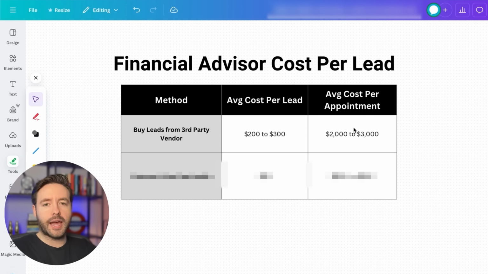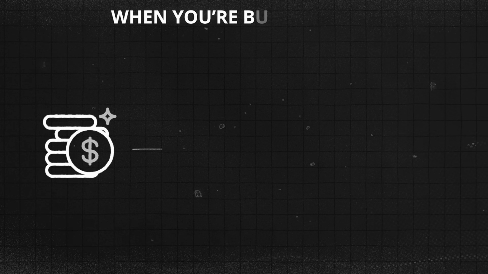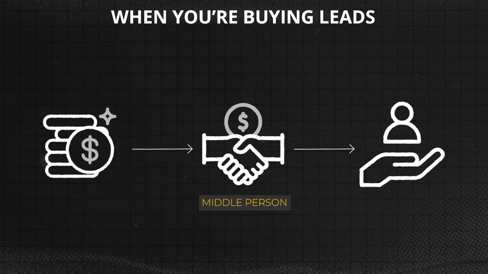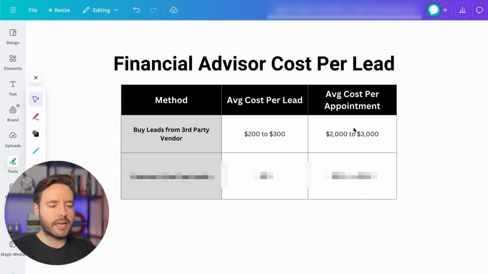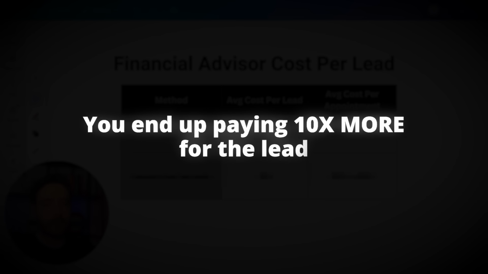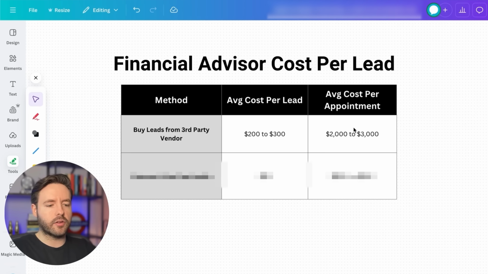However, when you're buying leads, you always have to think that you're paying a middle person for those leads. So what happens typically is a lead generation company will generate a lead from, let's say, a Facebook ad, and then they will resell you that same lead with their markup on top, which can often mean you end up paying 10 times more for the lead, depending on how high their markup is. So if you could cut out the middle person and generate the lead yourself directly from the source, you could, in theory, cut your cost per lead by as much as 10 times, again, depending on how much these leads are marked up.